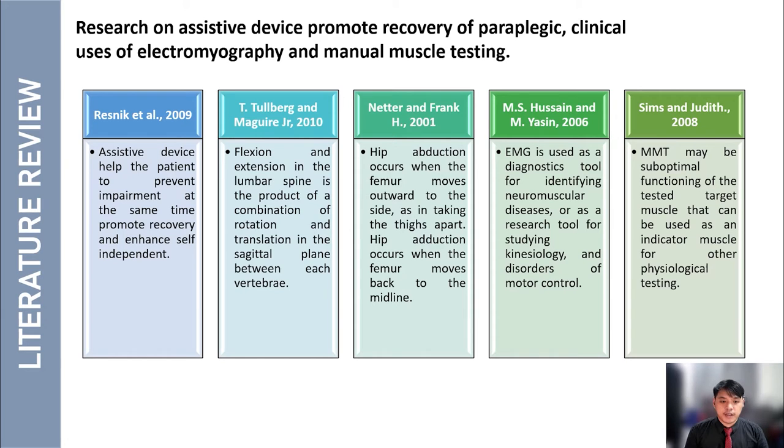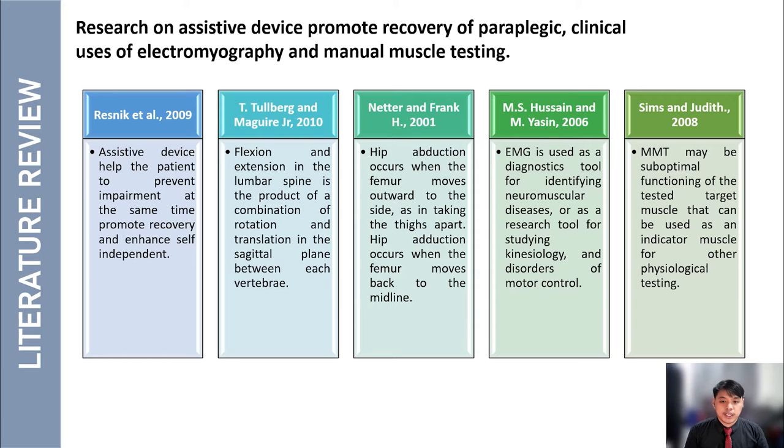in 2010, flexion and extension in the lumbar spine is the product of a combination of rotation and translation in the sagittal plane between each vertebrae. According to Netter and Frank in 2001, hip abduction occurs when the femur moves outward to the side, as in taking the thighs apart. Hip adduction occurs when the femur moves back to the midline.